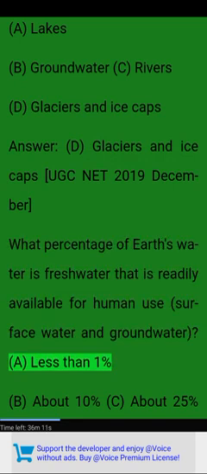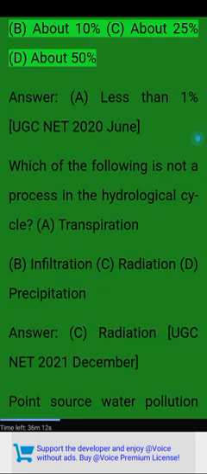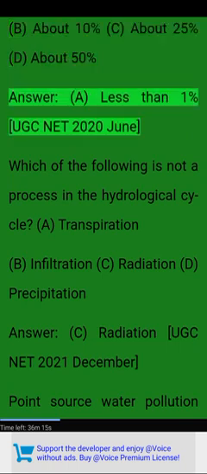What percentage of Earth's water is freshwater that is readily available for human use, surface water and groundwater? A. Less than 1%. B. About 10%. C. About 25%. D. About 50%. Answer: A. Less than 1%. UGC NET 2020 June.